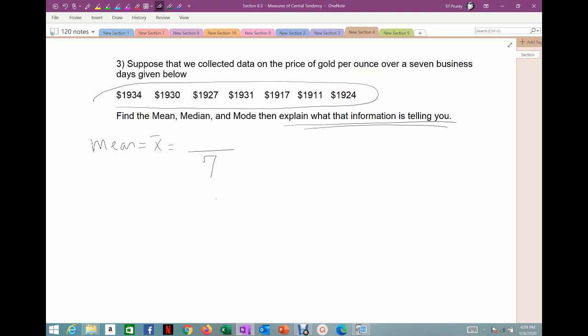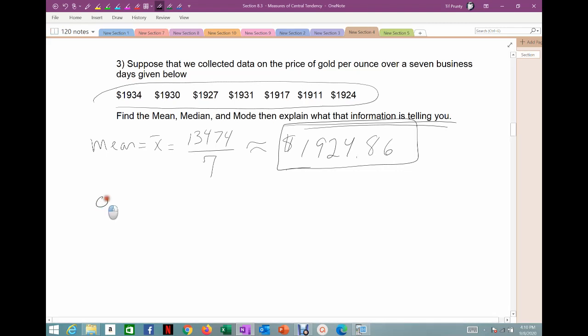Apparently I don't have it in here. Alright, so it's 13,474. 13,474 divided by 7 comes out to be about $1,924.86 and change. So the average, the gold sells on average over that 7-day period.